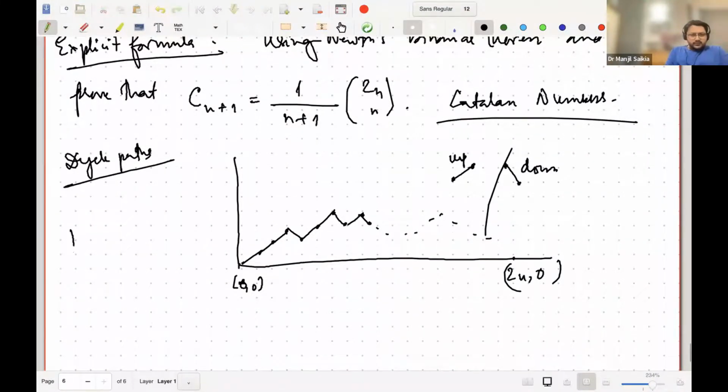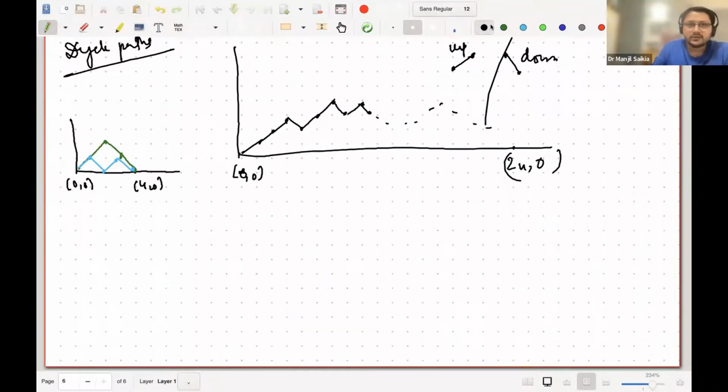So let's look at a smaller example to figure out how this looks. Suppose I start with 0, 0, and then I go to say 4, 0. So in this example, let me draw two Dyck paths. So I go up, up, then I go down, down, and I reach 4, 0. Or I can go up, I can go down, I can go up again, I can go down again. So this is another example of a Dyck path from 0, 0 to 4, 0. So is there another one? You can think about it.